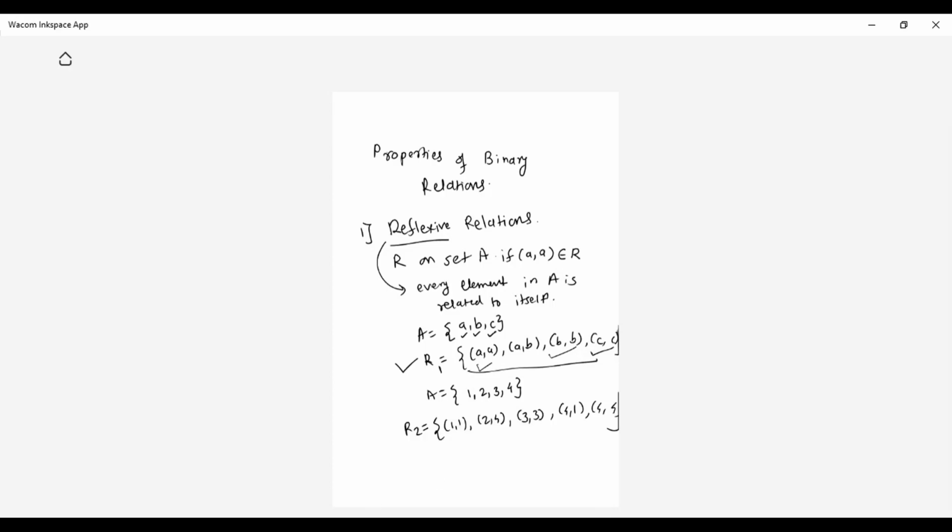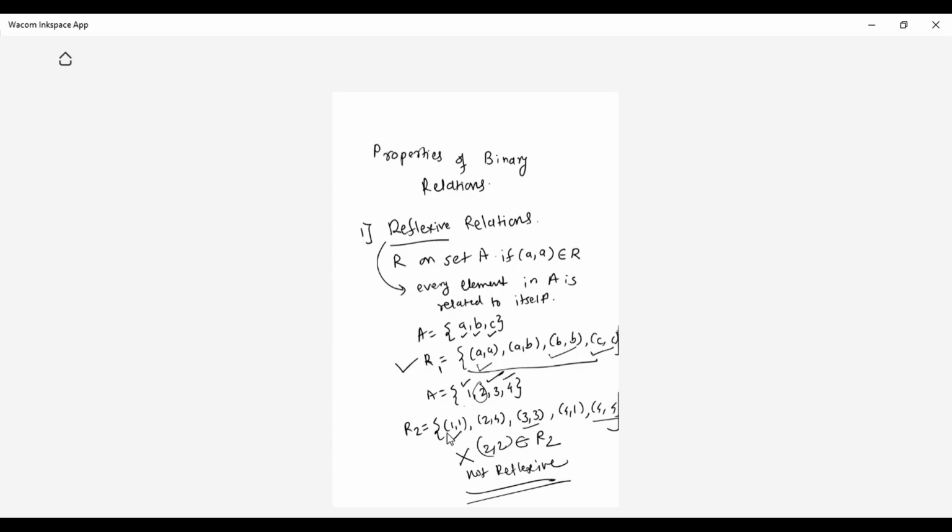No, perfect. Why no? Because each and every element should be related to itself. (1,1) is there, yes. (3,3) is there, yes. (4,4) is there. And what about 2? (2,2) does not belong to R2. So this is not a reflexive relation. This is how you have to justify. I hope you have understood what the reflexive property is.